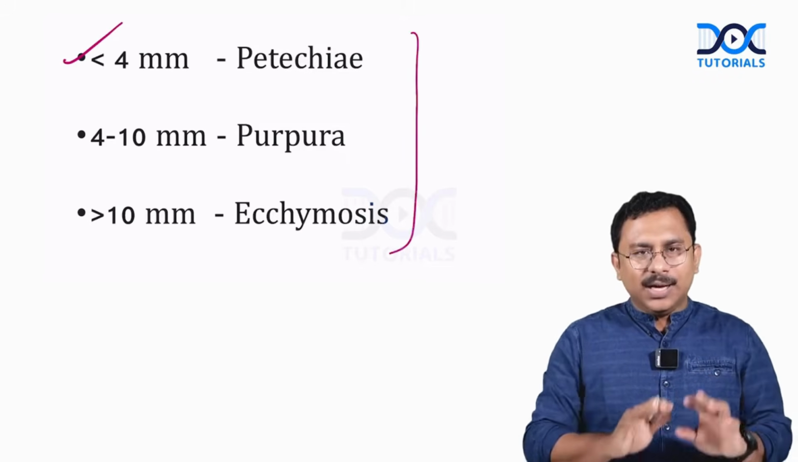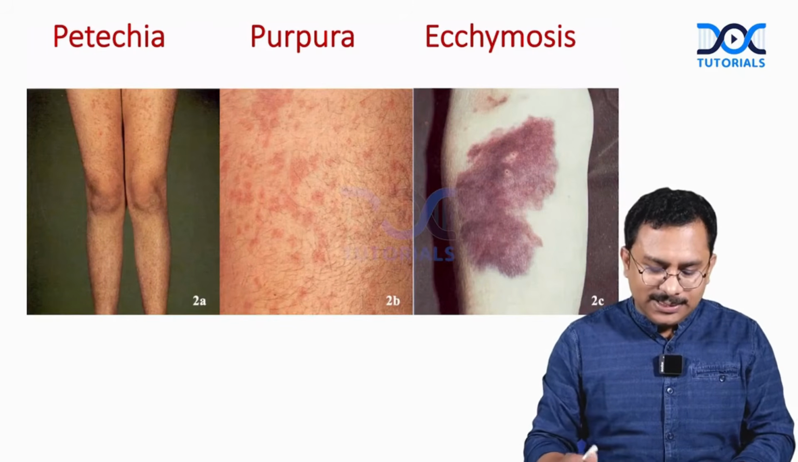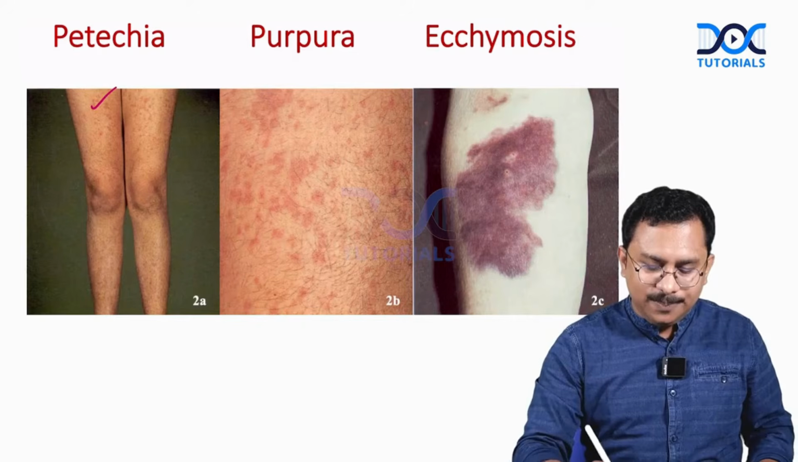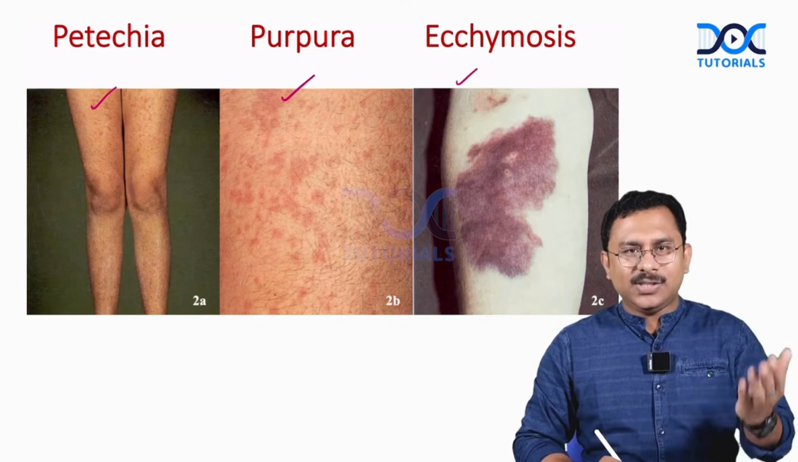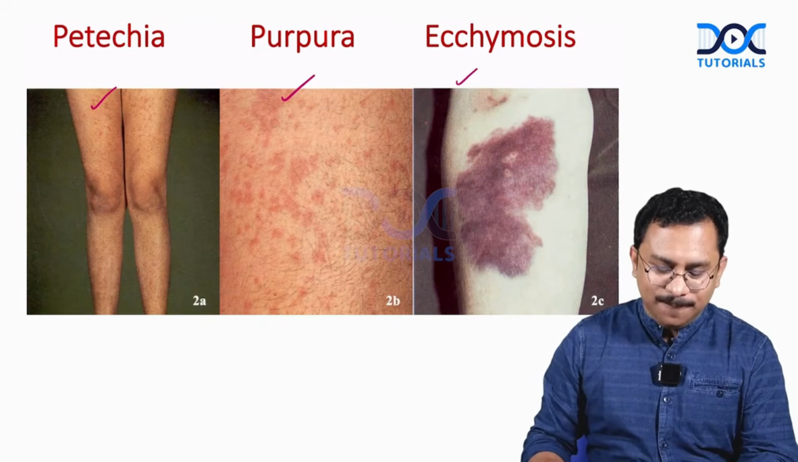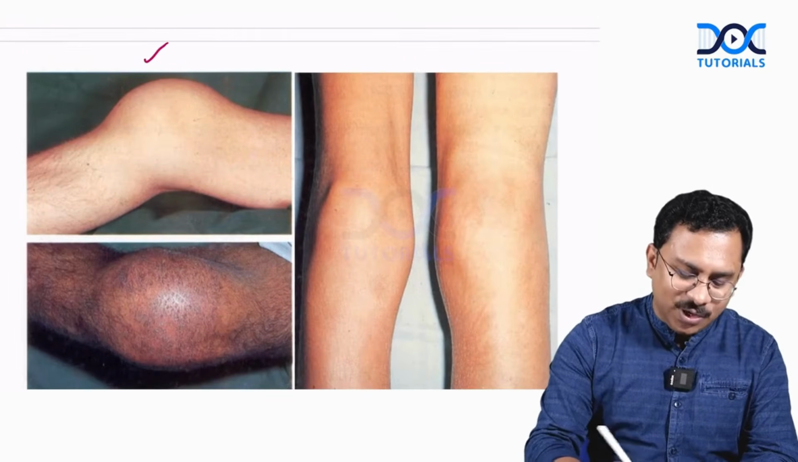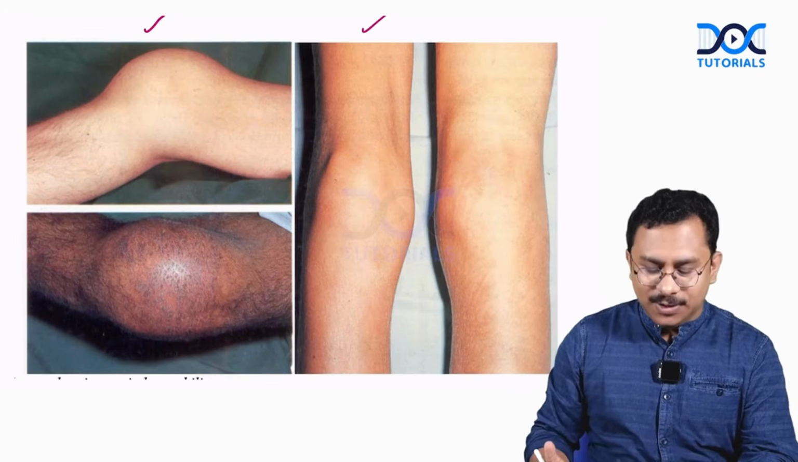Okay, so this is how you roughly classify based on the size. Now, just have a look at this. These are petechiae, purpura, and ecchymosis, mostly suggesting a primary hemostatic disorder, except a deep ecchymosis, which may be seen in a secondary hemostatic disorder. Whereas if you get bleeding into the joints, bleeding into the muscles, it favors a secondary hemostatic disorder.